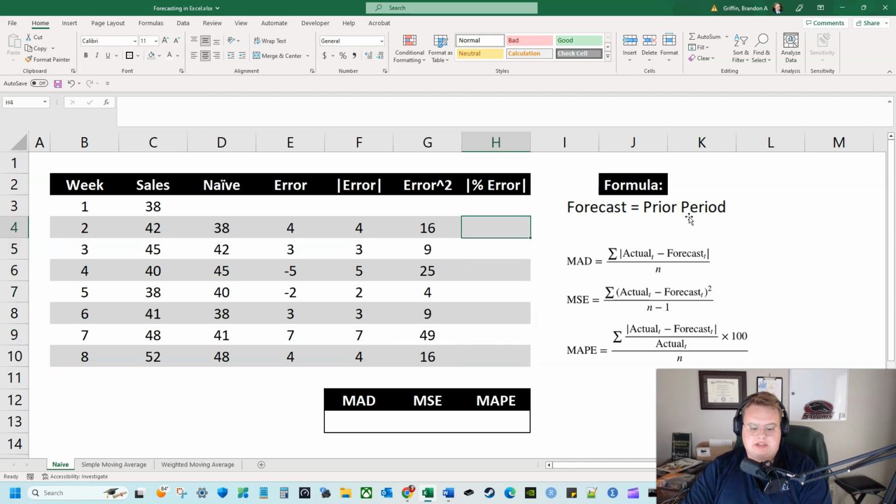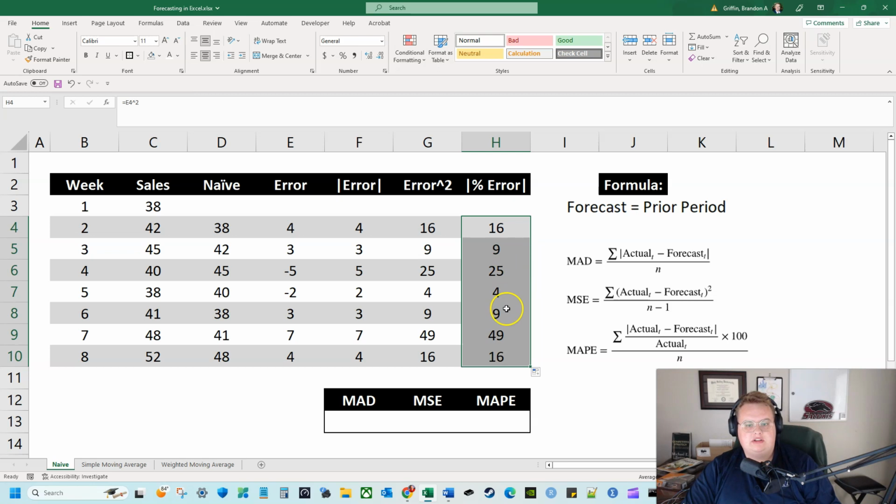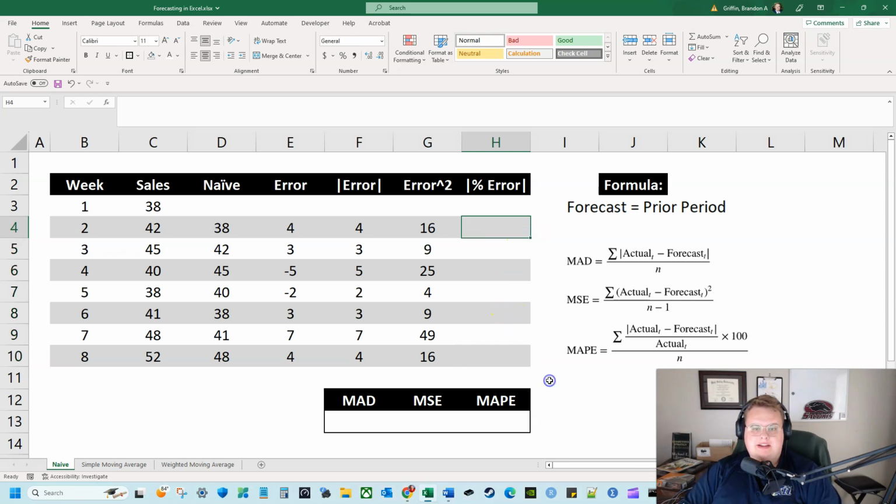All right, and if I want to double check that, I can. So if I come over here and I do my errors to the second power, copy and paste those down. Okay, it looks like I was right, so I'm going to delete those. All right, the last measure of forecasting accuracy that we're going to use is going to be this MAPE.